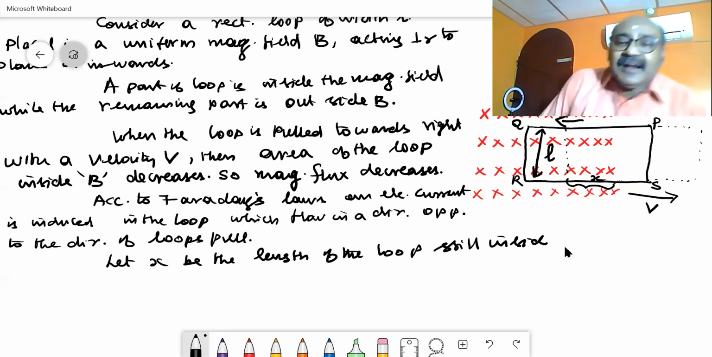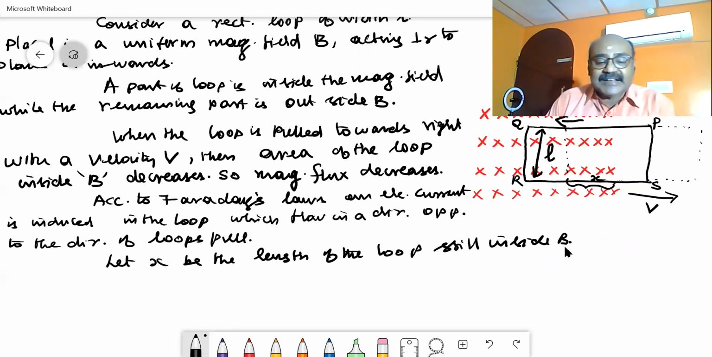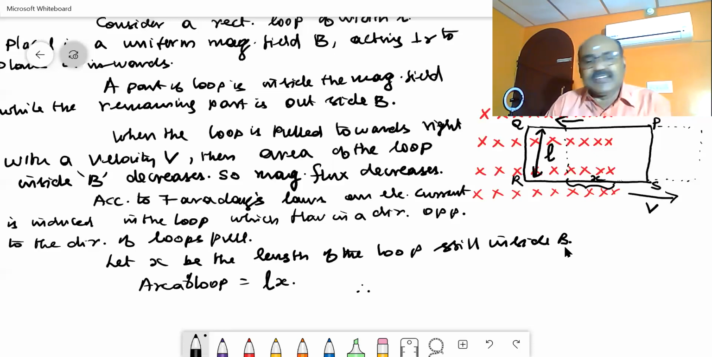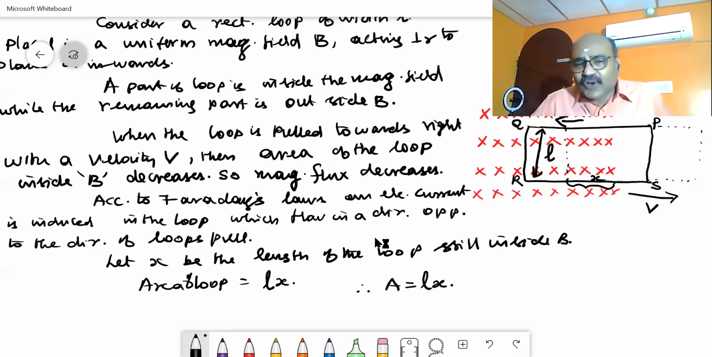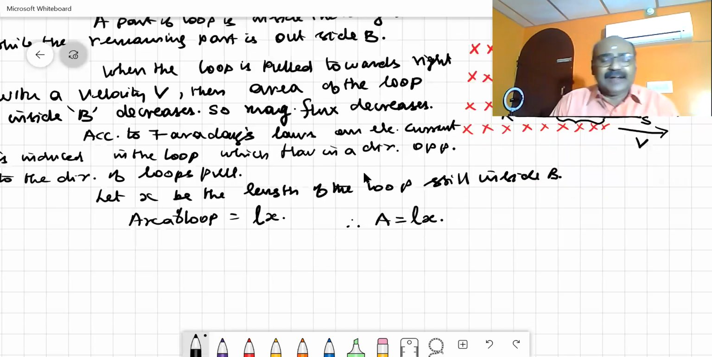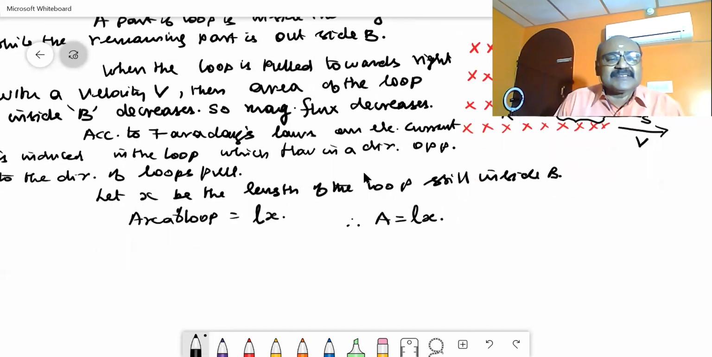Now you calculate the area of the loop that is now available inside. The area of the loop is equal to length into breadth. The width is considered to be L and the length is considered to be x. Therefore, the area available is taken to be L into x. So what is the flux linked with that area? You calculate.